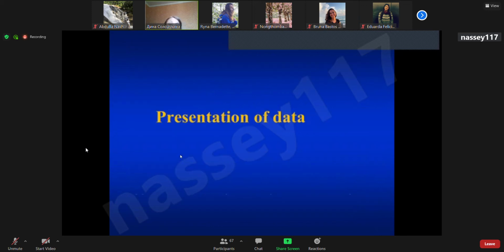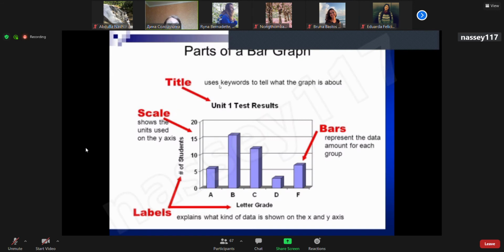Okay, how can we present the data? The easiest way to present categorical data is by a bar chart, where every bar represents the data amount for each group. And usually a bar graph is very clear, it's very simple, and it is used to show each particular category. It's important to remember that it must have a title, scale, labels, and proper illustration.